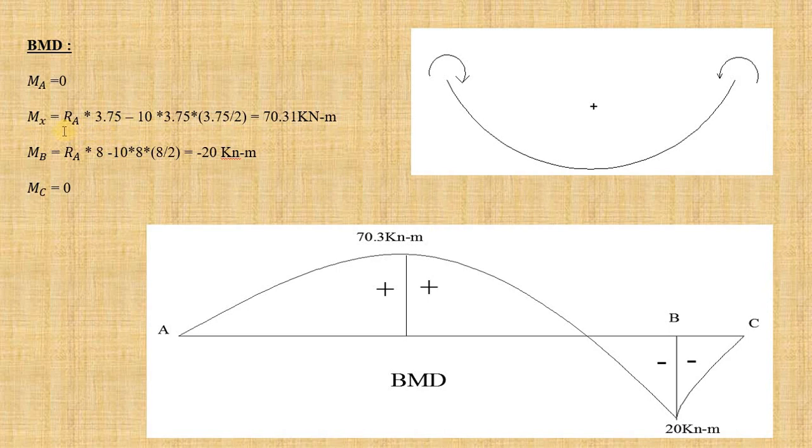In MX, how we have found MX is, exactly at this point, this is from A. Exactly at this point I have considered the moment. So I should take a section towards the left side. From A to B, it's a sagging moment. You can observe here, on the left side clockwise rotation is positive, on the right side anti-clockwise rotation is positive.